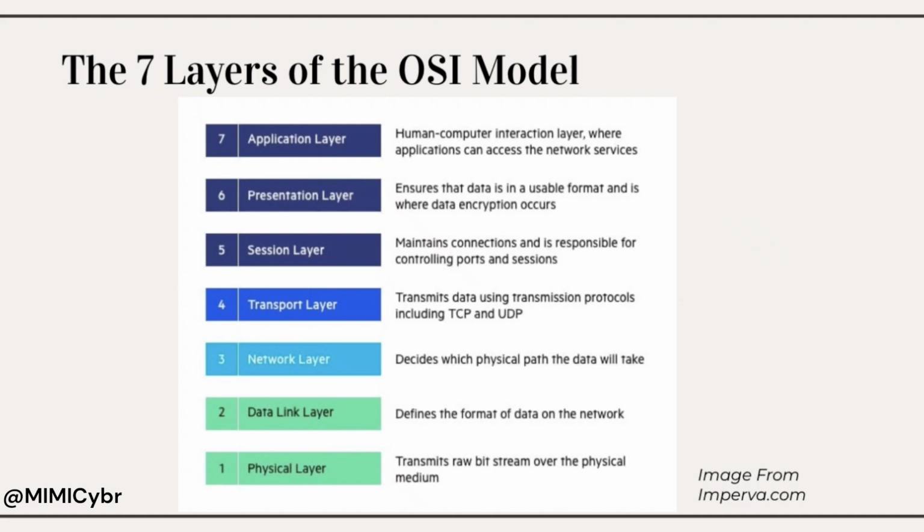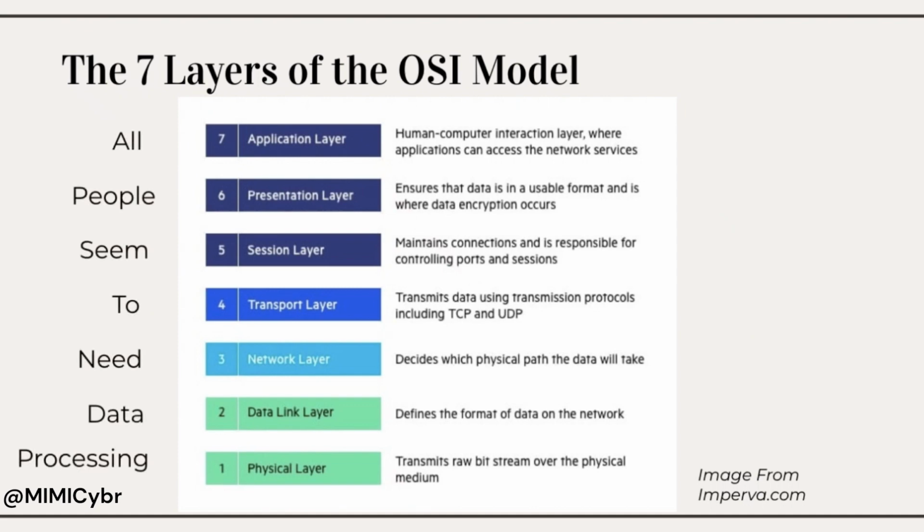A common mnemonic I use when I'm trying to remember the 7 layers of the OSI model is: all people seem to need data processing. When I say that out loud, it makes me remember what all the layers are: the application, the presentation, the session, the transport, the network, and so on. That is what I use when I'm trying to remember it.